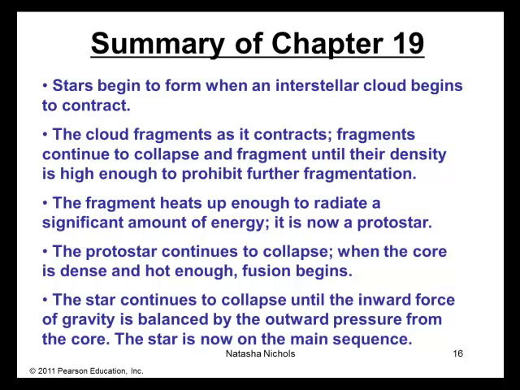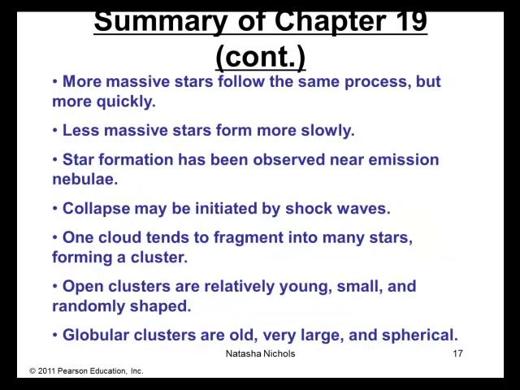The protostar continues to collapse. When the core becomes dense and hot enough, fusion begins. The star continues to collapse until the inward force of gravity is balanced by the outward pressure from the core. The star is now on the main sequence, and we have hydrostatic equilibrium. More massive stars follow the same process, but more quickly. Less massive stars form more slowly.